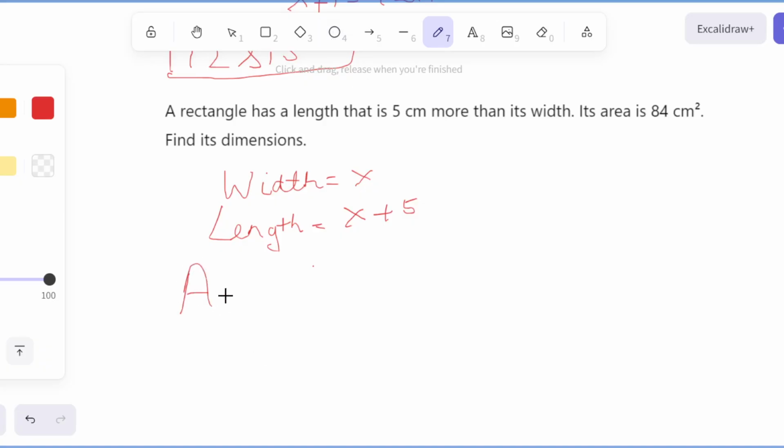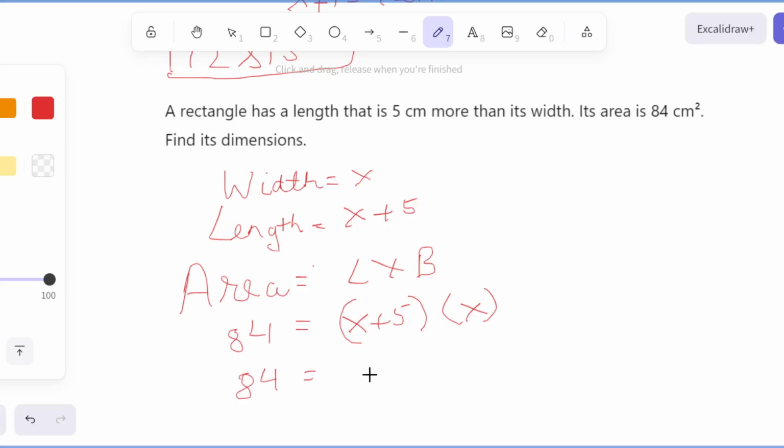So area, as we already know, is length times breadth. So here the length is x plus 5 and the breadth is x, right? And they have also given us the area, 84. We just input the values. Now we just have to expand it like we did in the previous case. Would you like to give it a try? Try it on your notebook. In parallel, I will do it over here. So you do it on a notebook, then we'll see.